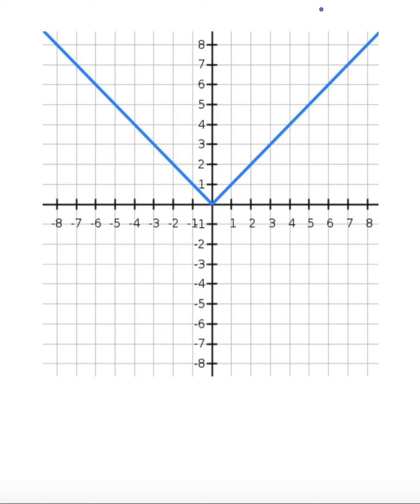Alright, this function is f of x equals the absolute value of x. Similar to f of x equals x, but notice that it doesn't continue into the third quadrant. It's reflected and it goes into the second quadrant instead. That's because negative output values aren't allowed. We can only get positive values or 0 out of this function.